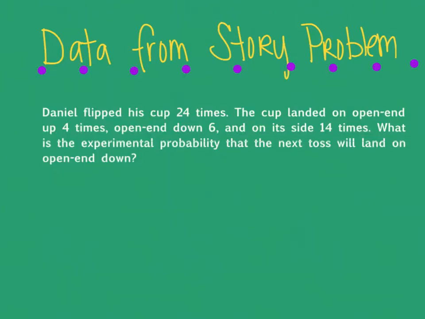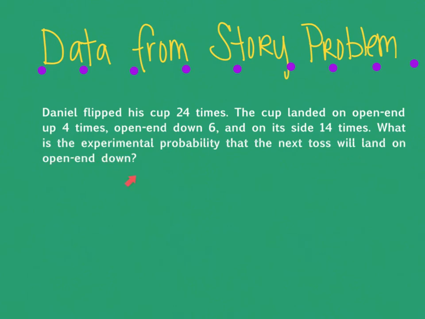So the last thing is, in your homework, you're not going to do your own experiment. We just did that for fun today. In class, you're going to be using story problem situations or sentences to write your own probability. So here's one. It says Daniel flipped his cup 24 times. The cup landed on open end up 4 times, open end down 6 times, and on its side 14 times. What is the experimental probability that the next toss will land open end down?